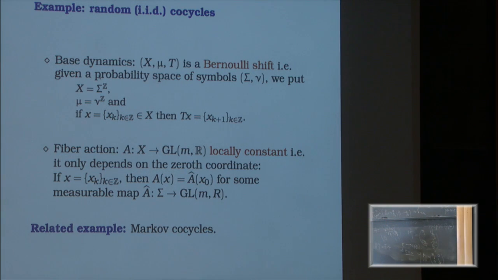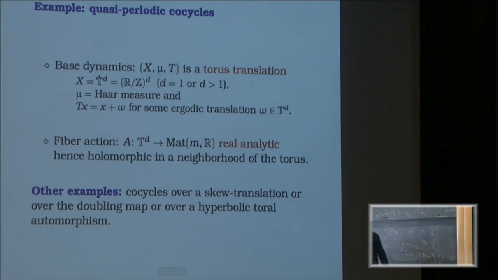At the other end of the range of ergodic behavior, you have the quasi-periodic cocycles, where on the base you have an ergodic torus translation, and on the fiber you have a matrix valued function that you have to assume in general is very regular, analytic, at least for convenience. And of course there are many other examples. You can take the doubling map, a hyperbolic toral automorphism on the base, a skew shift, or many other types of examples, although they are not as well understood as the previous ones.